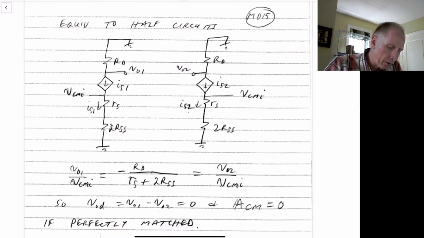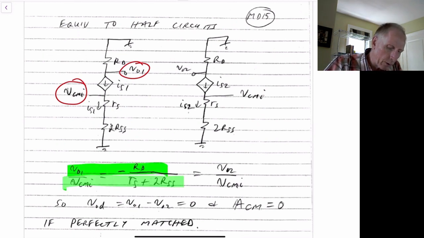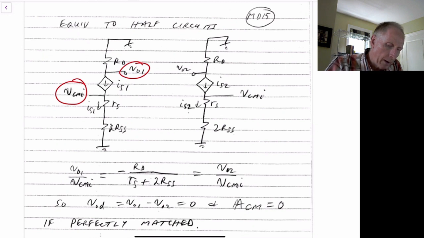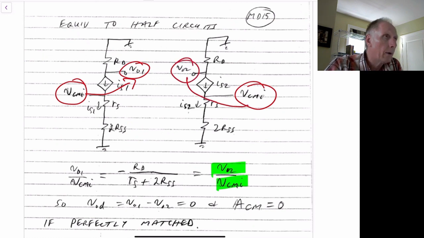The gain for this circuit from the common mode input to the output for the left side is equal to minus RD over RS plus 2 times RSS. Again, we're doing this case for lambda equal to 0, so we don't see the finite output impedance of the transistor. And this is also going to be the gain from VO2 to the common mode voltage. So the gain from here to there is the gain from the common mode input to this side as well. They're the same gain.